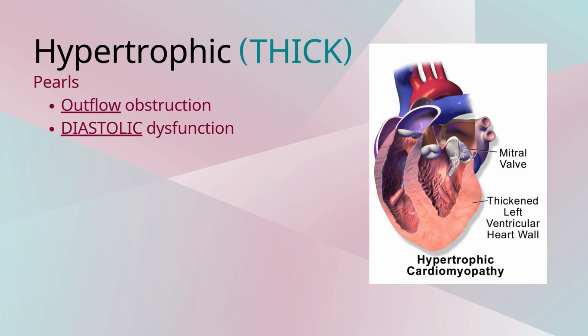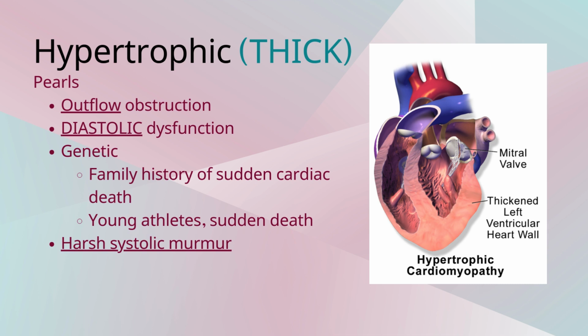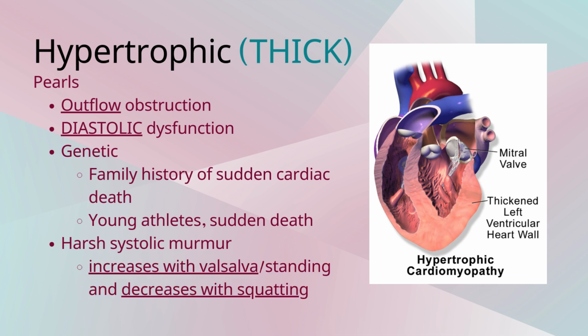Some other important pearls are there's a strong genetic component. So any family history of sudden cardiac death should raise suspicion for hypertrophic cardiomyopathy. Also, remember, as far as a clinical vignette in a PANCE question, young athletes with sudden cardiac death, you should be thinking hypertrophic cardiomyopathy. And lastly, the murmur associated with hypertrophic cardiomyopathy, and you know they love to put a murmur in a vignette, is a harsh systolic murmur. And that murmur is going to increase with Valsalva or standing and decrease with squatting.